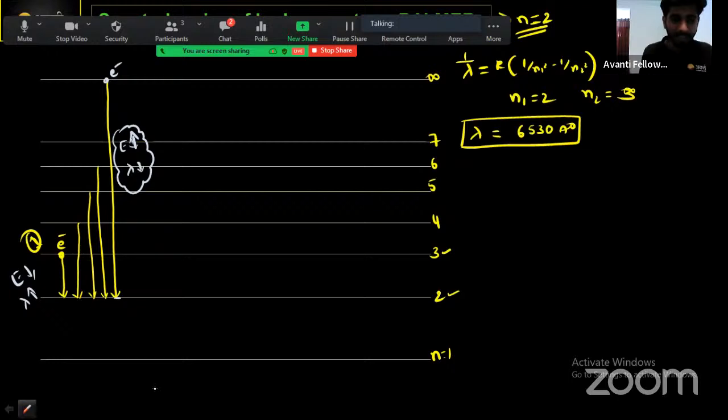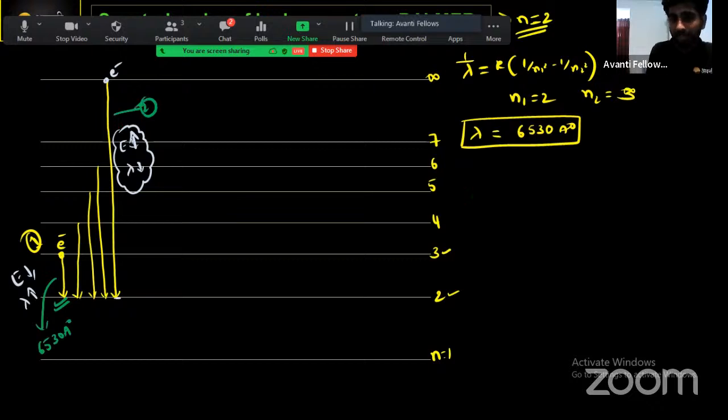First case means this one. It emits the wavelength, here it emits the wavelength 6530 angstrom.